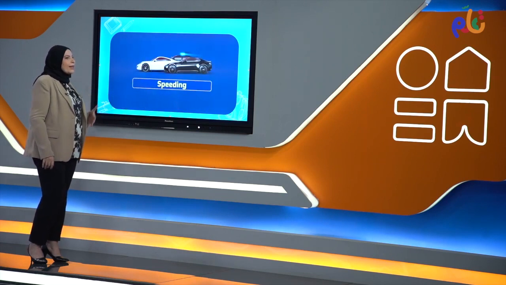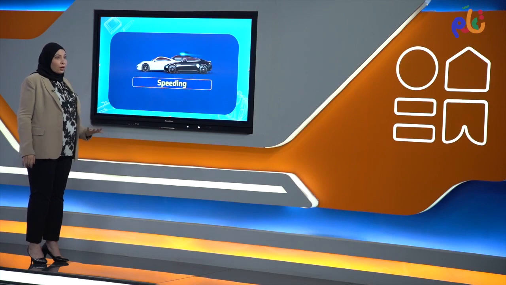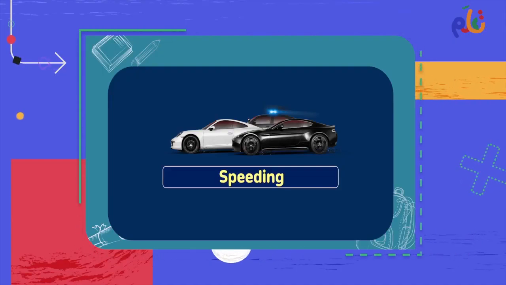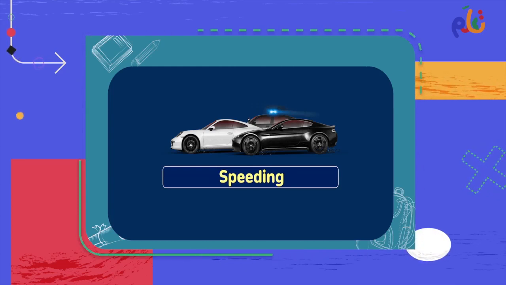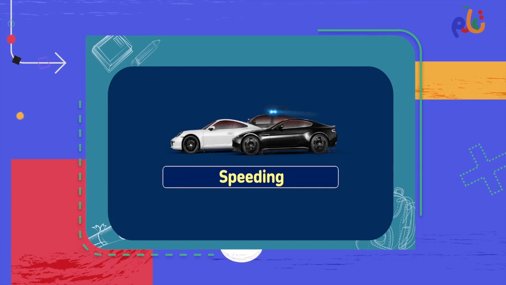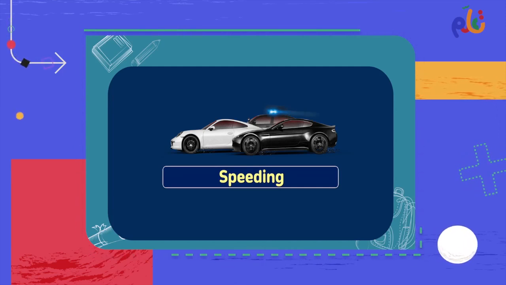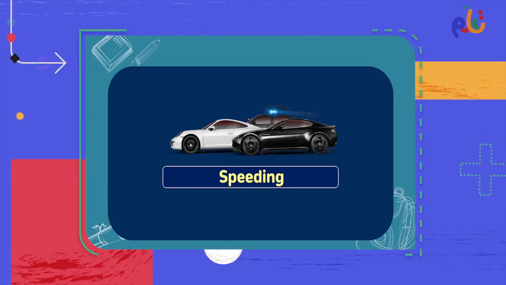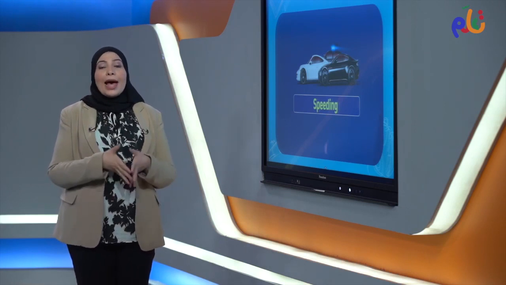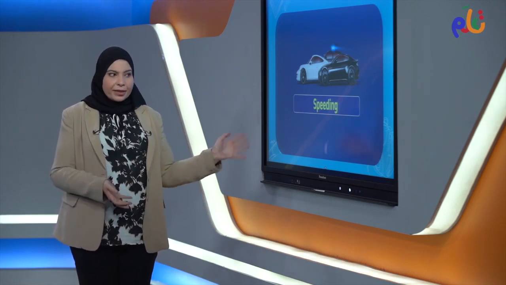And then we have speeding, which is another crime. So speeding is driving above the speed limit. So exceeding the speed limit. In each and every place, there is a limit for speed based on the streets and the capacity and the safety of people. So if you exceed this limit, if you drive faster than the limit, it is a crime. And it's called speeding.